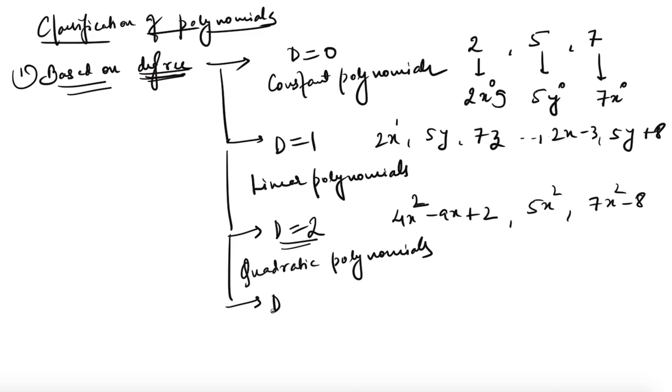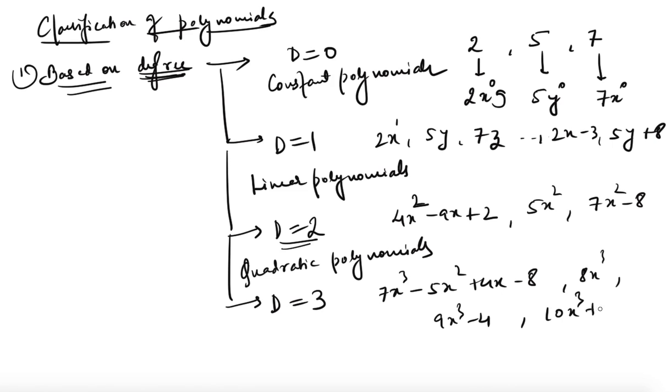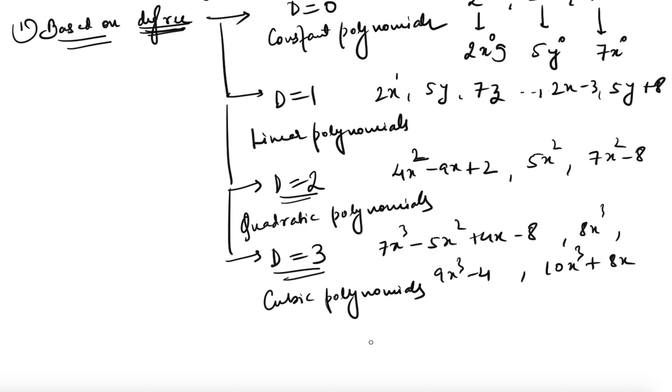Next, if the degree is equal to 3, for example, 7x cube minus 5x square plus 4x minus 8, or 8x cube, or say 9x cube minus 4, or say 10x cube plus 8x, all these come under the category of polynomials with degree 3. If the degree is 3, it is known as a cubic polynomial. This is how we classify polynomials based on degrees.